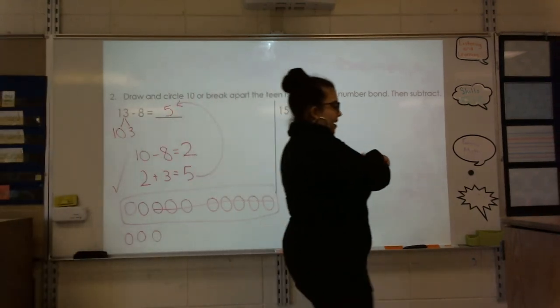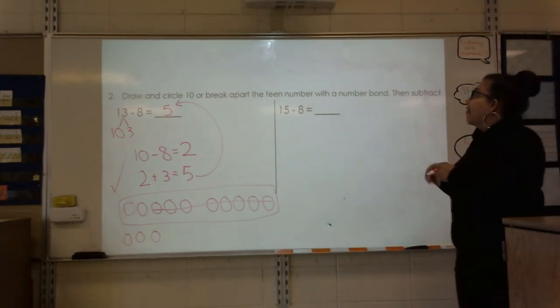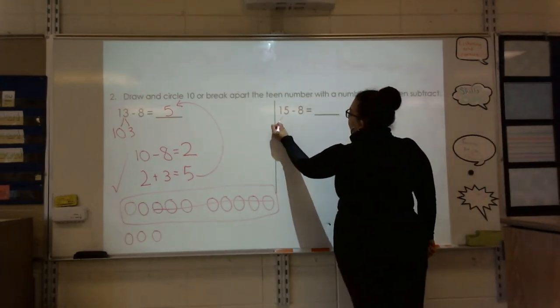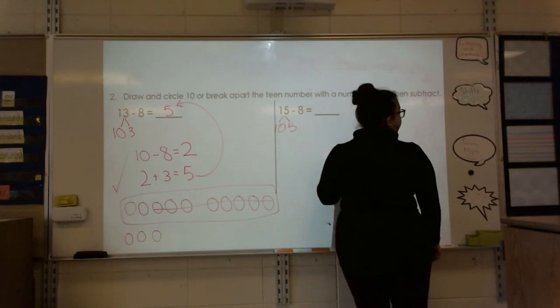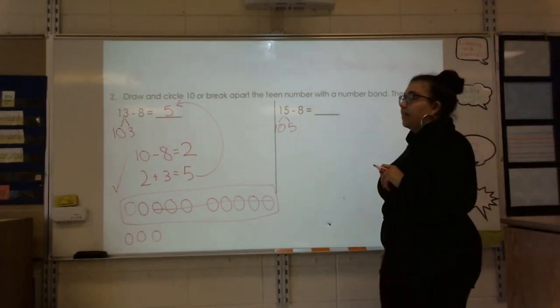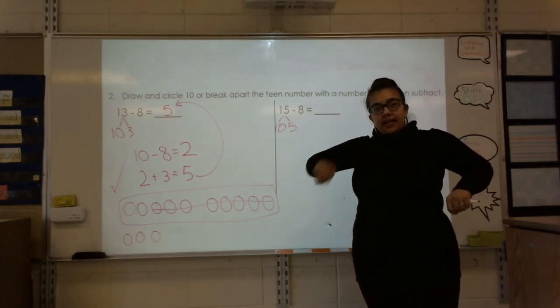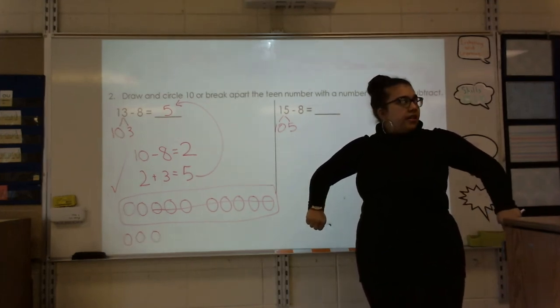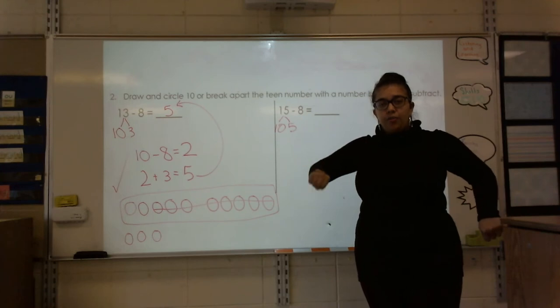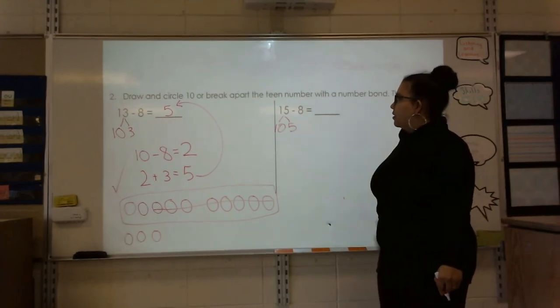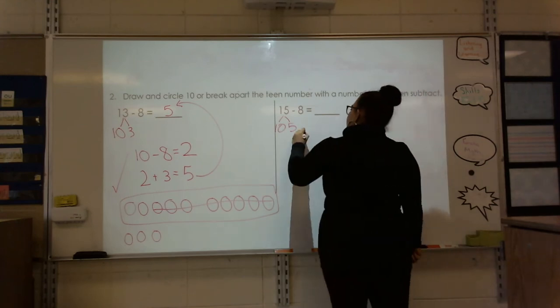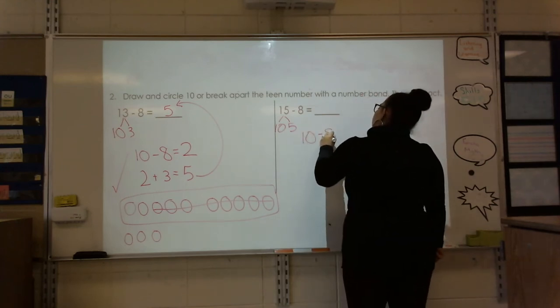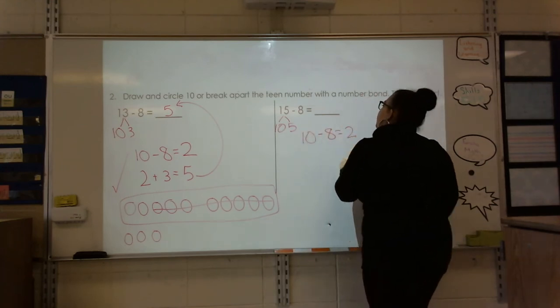All right, let's do another one. Starting, we're going to break apart 15 into 10 and 5, because this is breaking apart our teen number into its 2 groups, 10 and 5. A group of 10 and 5 ones. We're going to still subtract 8. We're going to take 8 from 10. So 10 minus 8, we already know, is equal to 2.